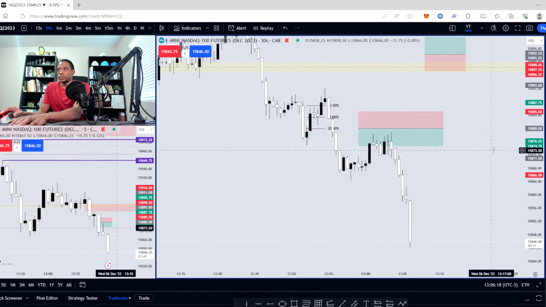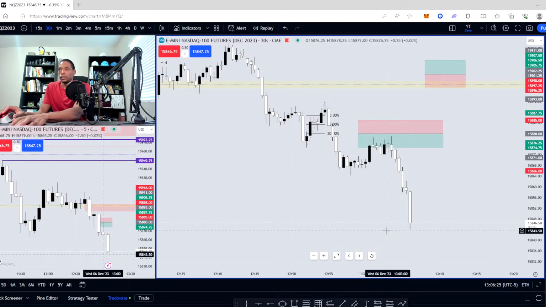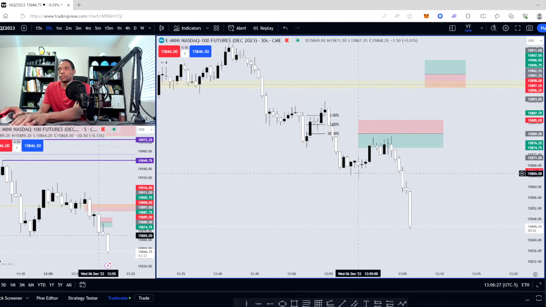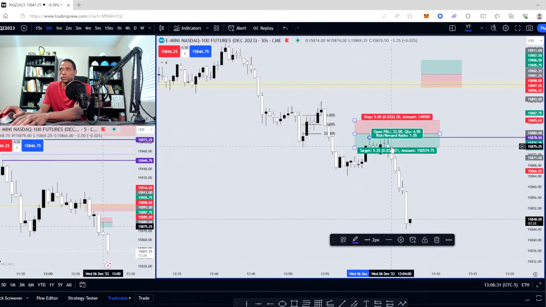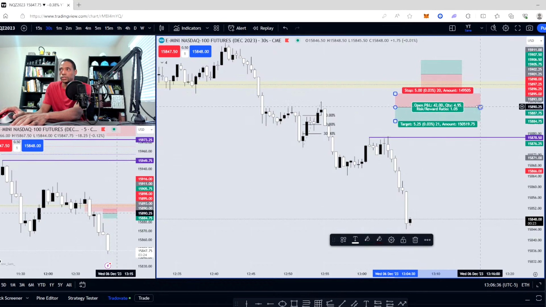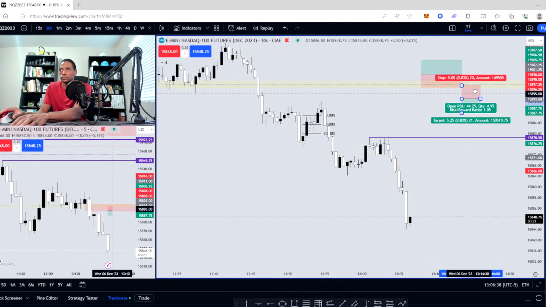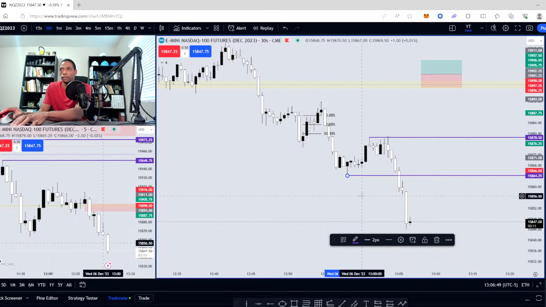Okay, so our next step, we're looking for a high to be taken. In fact, let's take that back. We already had a high taken. So this high that was made was taken right afterwards, and then it traded downwards. So let's move this out of the way. As you can see, so it tricked and then sought lower prices, which took out this low.